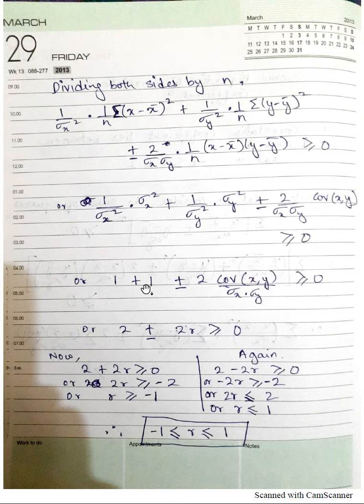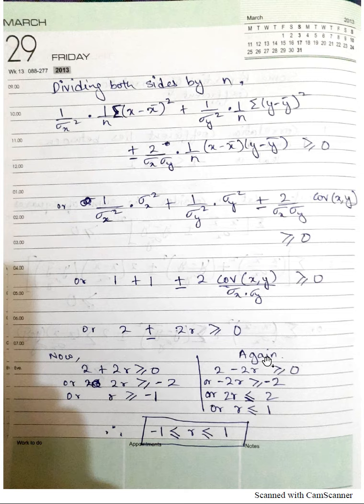So we add this up, we get 1 plus 1, 2, and we write plus minus here. Plus minus this we write as r, since this is the correlation coefficient. So 2 plus minus 2r is greater than or equal to 0. Now we operate this plus minus separately. First we will take the plus: 2 plus 2r is greater than or equal to 0. We take 2 to the other side, we have 2r is greater than or equal to minus 2, or r is greater than or equal to minus 1.